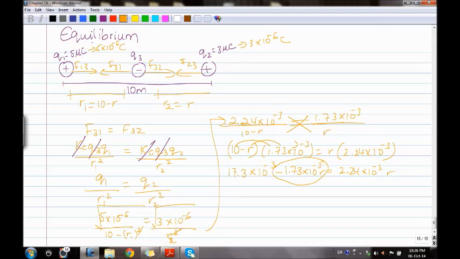So we're going to take this to the other side and add it. 2.24 times 10 to the power of negative 3 R plus, because here it's minus, 1.73 times 10 to the power of negative 3 R. So the answer would be 3.9 times 10 to the power of negative 3 R. So R would be 4.43 meters, and that's the answer.